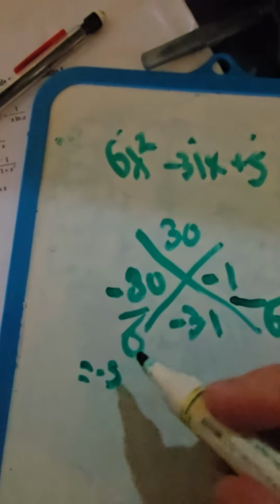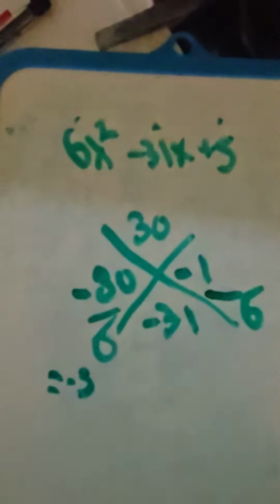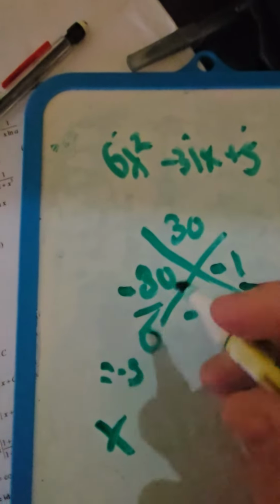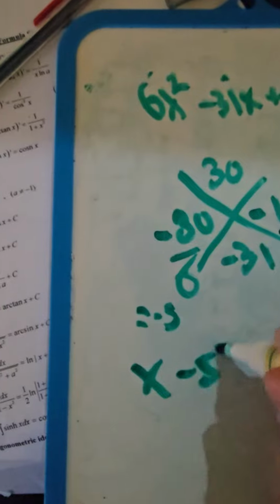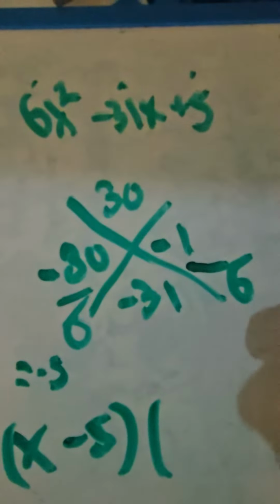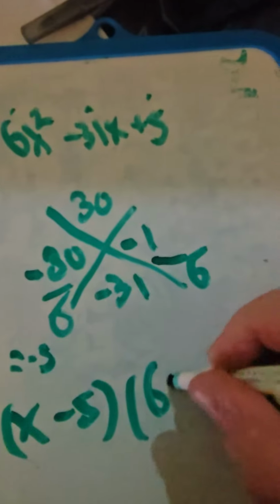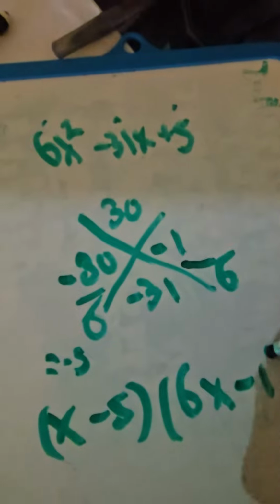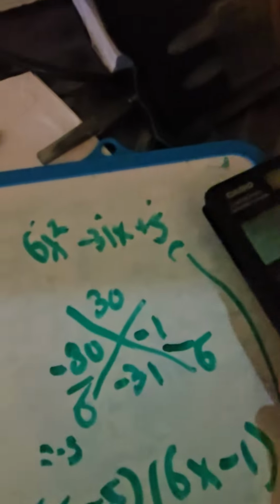So now what you do is, there's no X coefficient in this one, so it'll just be X, and then you use whatever result. So in this case, X minus 5. And then for the second one, you take the 6 here, so you do 6x, and then you add the top, so you do minus 1. And then that gives us this one, and then you could check on the calculator.